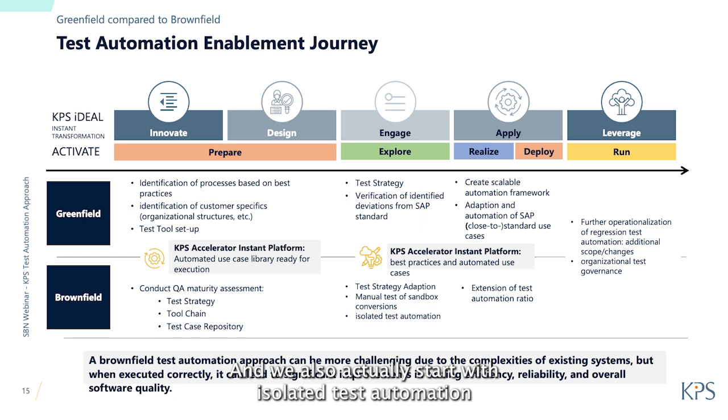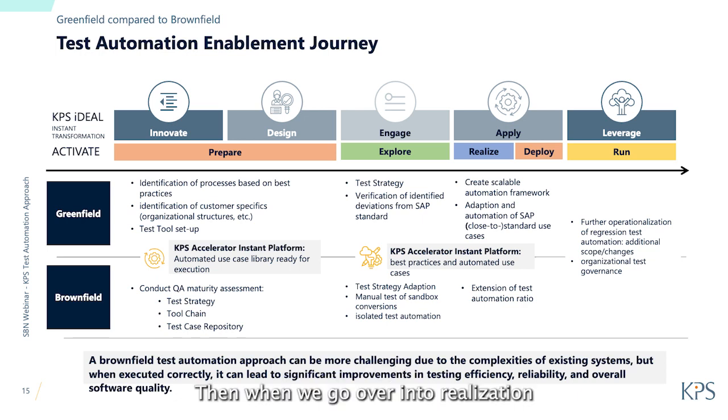And we also start with isolated test automation of what's possible. Things that are already working, that are running, that we still need in our solution, are things we can pick up at that point in time for test automation, before we even move into the realization phase.